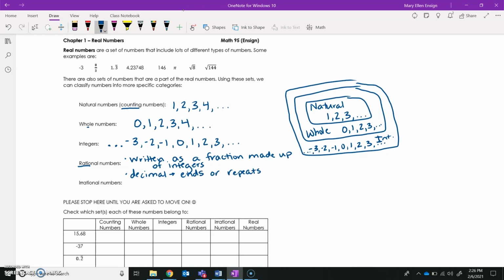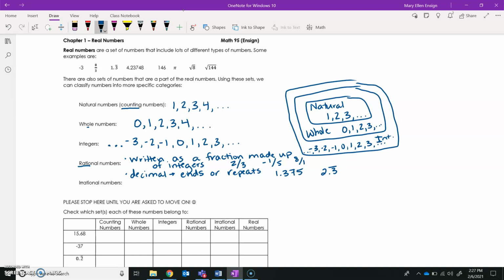Okay, so for example, some rational numbers, if they're fractions, could be 2/3 or negative 1/5 or 8 over 1. And if a decimal ends or repeats, it could be something like 1.375, or it could be 2.3 repeating, right? That line means that number repeats forever. So those are some examples of rational numbers.